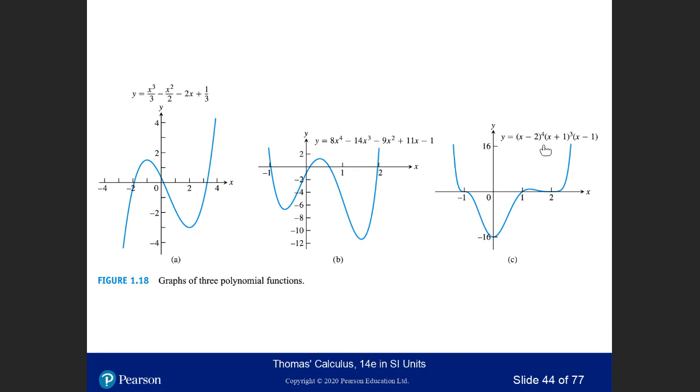Now let's look at the last one, x minus 2 to the power of 4, times x plus 1 to the power of 3, times x minus 1. So that's an 8-degree polynomial. Some roots are repeated. So you know there's a tangent here. And this crosses the x-axis at 1 here because of this root. Minus 1 is repeated, so that's here.